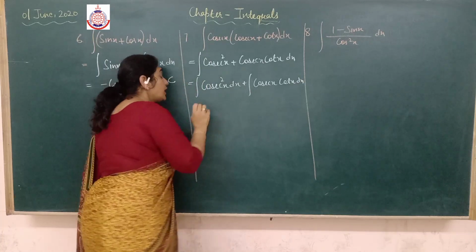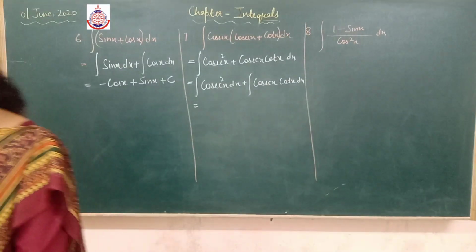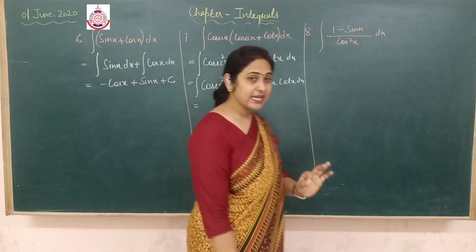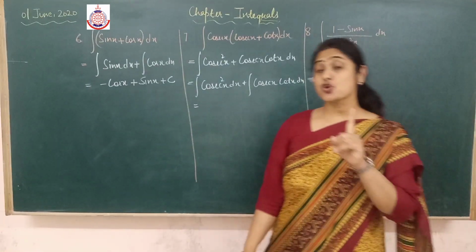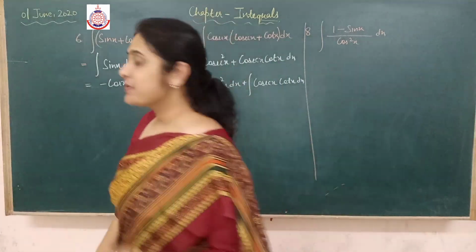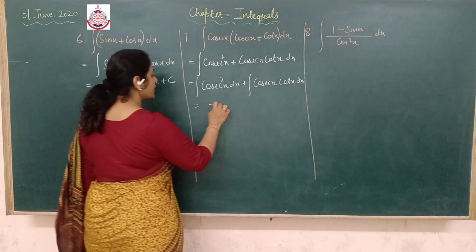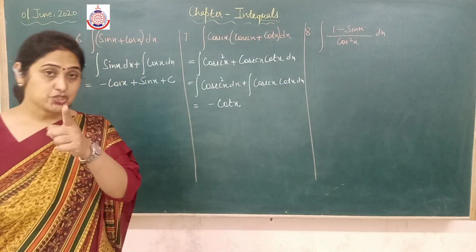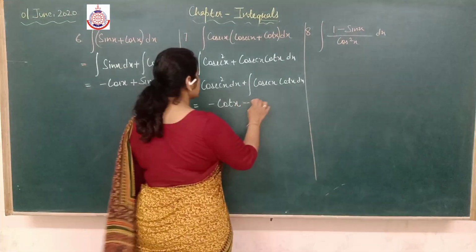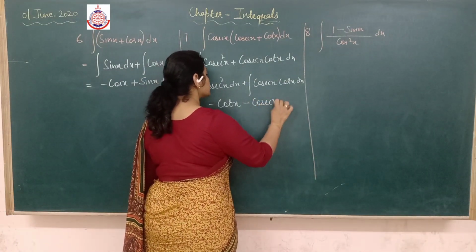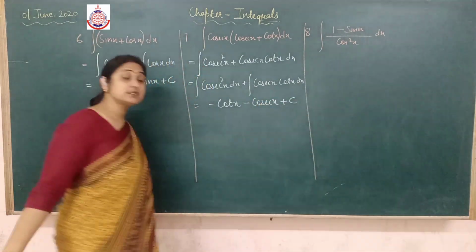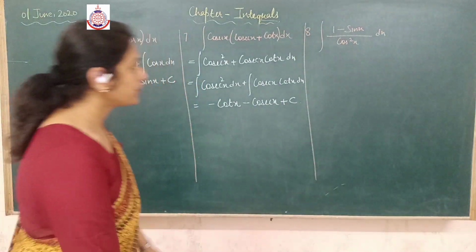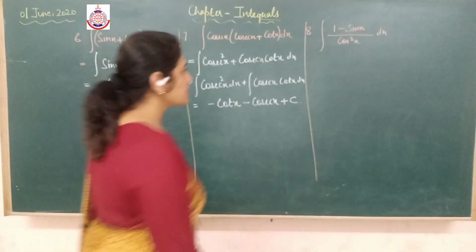Now recall the formula. Integration of cosecant square we have, no? Again, we know only the integration of those functions whose formula we have done so far. Cosecant square we know. What is the integration of cosecant square? That is minus cot x. And what is the integration of cosecant into cot? That is minus cosecant x plus c. Very important. Alright. Let's check the last question in this.